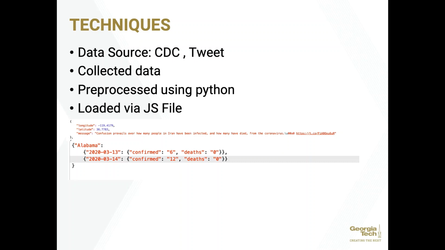First, let us talk about the data part in the front end. There are two data sources. One is from CDC, which is confirmed. Another one is from Twitter, which is unconfirmed. I have collected and pre-processed them using Python. After that, I loaded them via JavaScript files. You can see the sample structure of these two data.